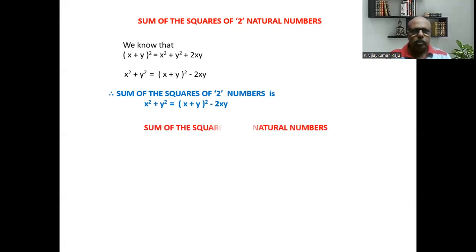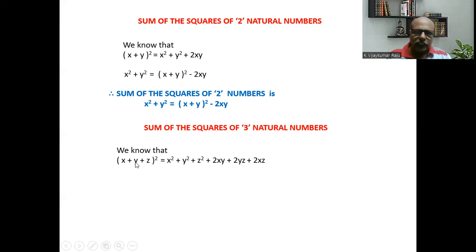Now we try for three natural numbers. Sum of the squares of three natural numbers. We know (x + y + z)² is equal to x² + y² + z² + 2xy + 2yz + 2xz. So this is an identity. So you have three squares here.